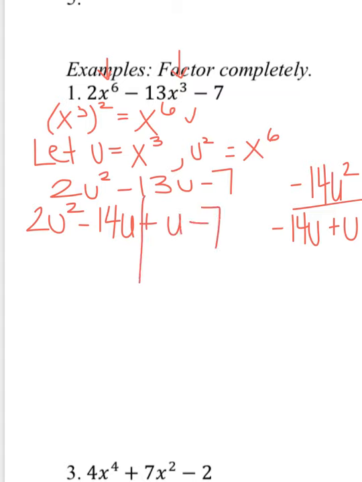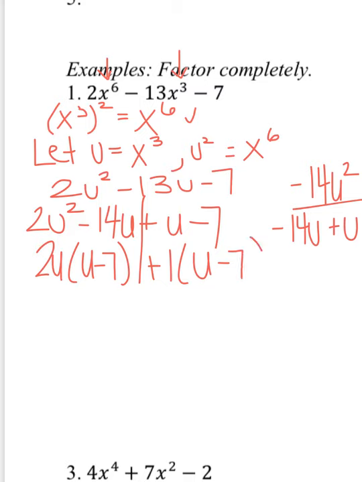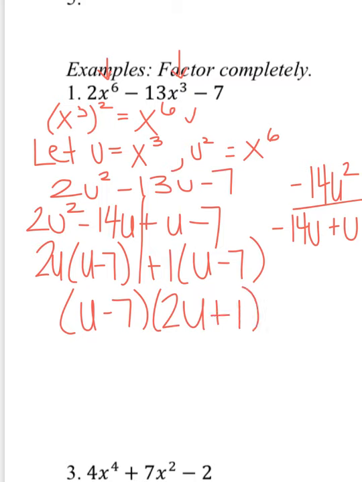You split this in half to do factor by grouping. You take out a 2u, and you're left with u minus 7. On the other side, GCF is a 1. You're left with u minus 7. U minus 7 comes out. You have left 2u plus 1. That was step 3. Factor the new expression.